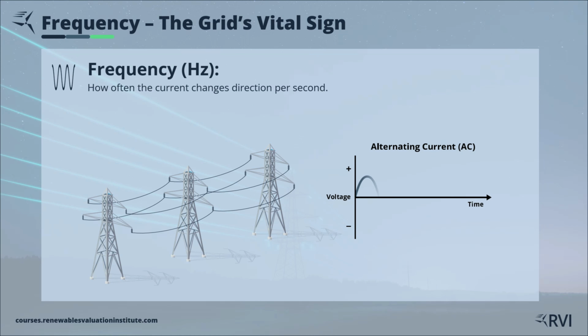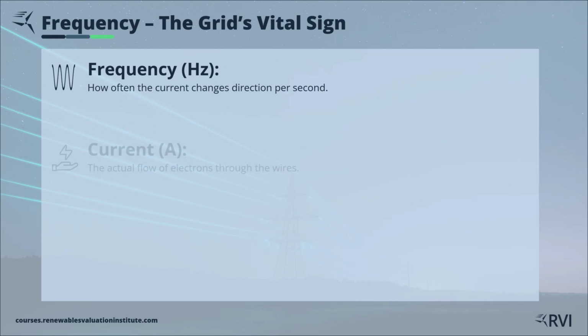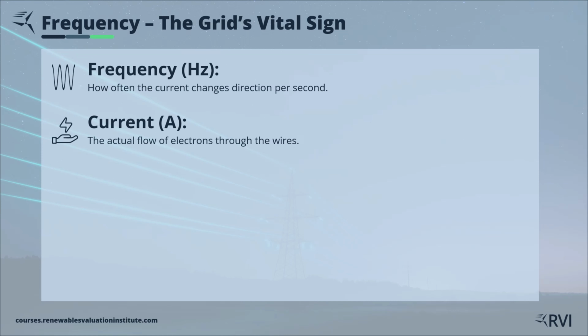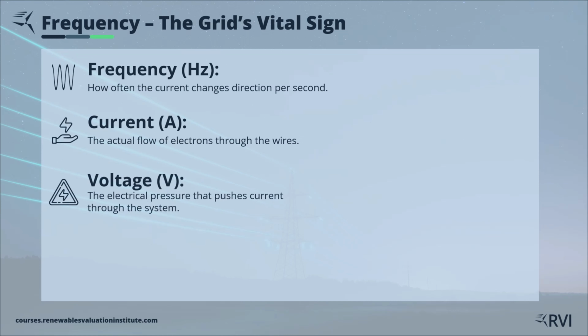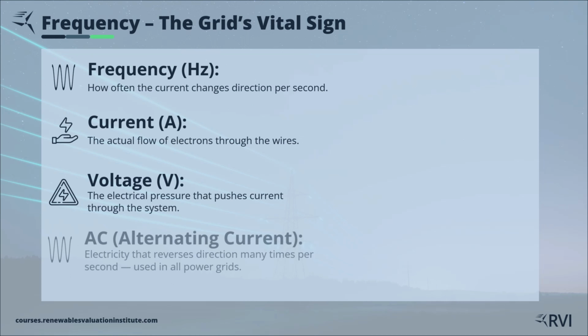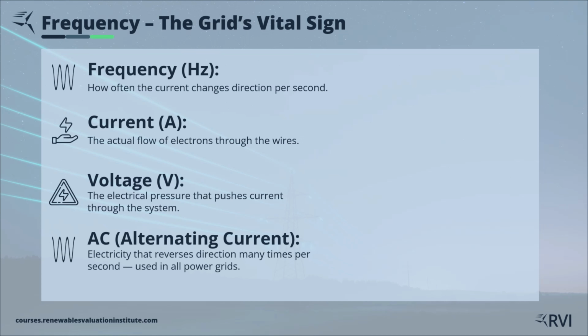Frequency is how often the direction of electric current changes in an alternating current, or AC, system, and is measured in hertz. In our last lesson, we talked about how current is the actual flow of electrons, and voltage is the pressure that pushes them through the wires. But in alternating current, or AC, systems, which are used in all modern grids, the current doesn't just flow in one direction. Instead, it reverses direction back and forth many times per second.